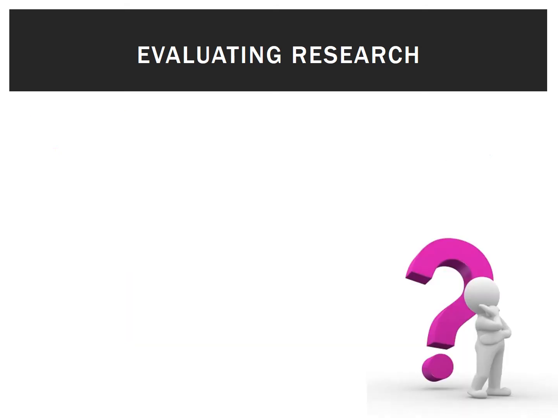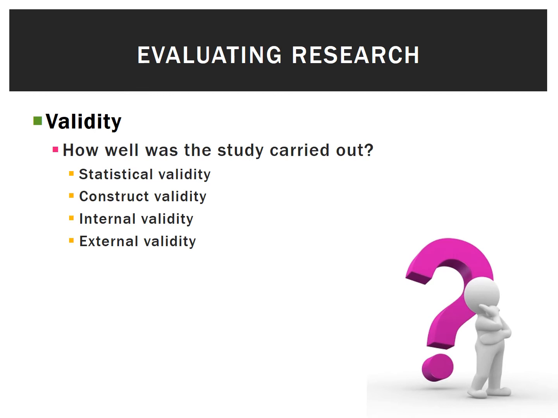All right, the other question we ask at this stage is about validity. This is how well was the study carried out? So does the study accurately capture the variables we're trying to measure? Is the effect we found real? Questions like that. And there are 4 different types of validity that we pay attention to when we're evaluating a study that's already been completed: statistical validity, construct validity, internal validity, and external validity. And we'll talk through these one at a time.